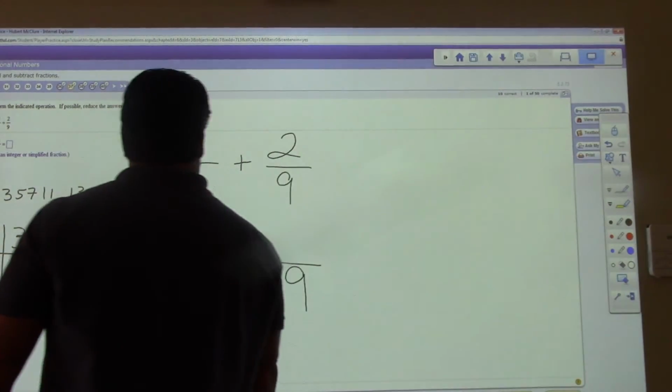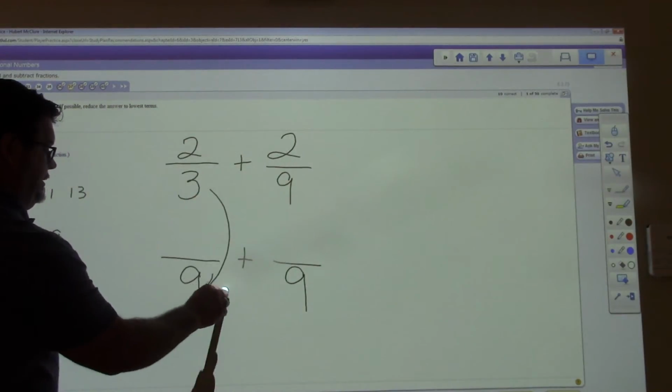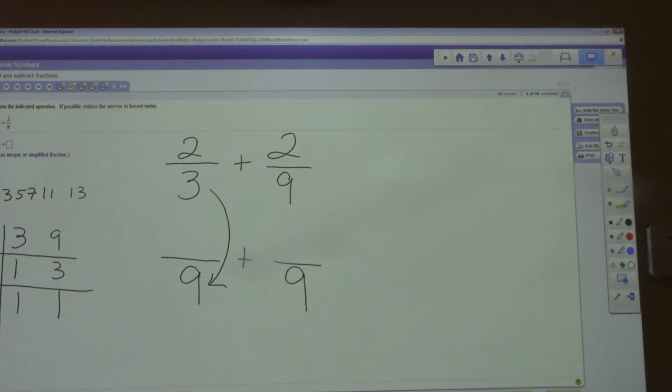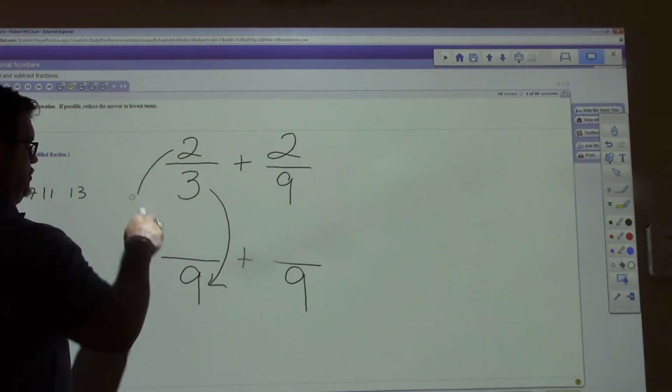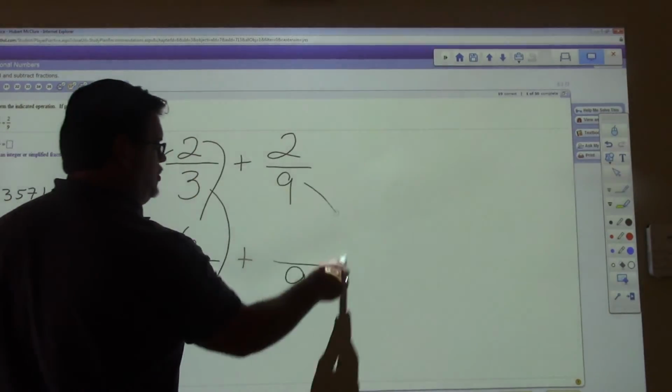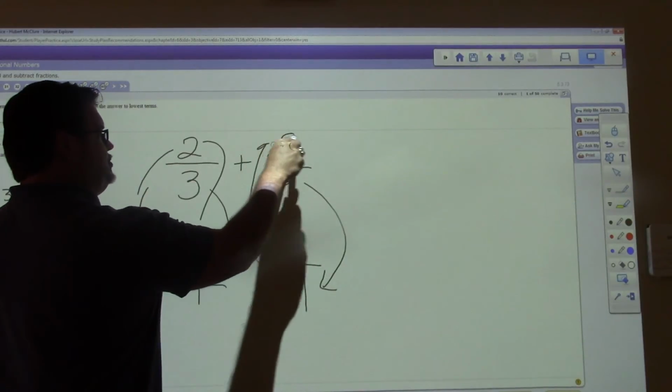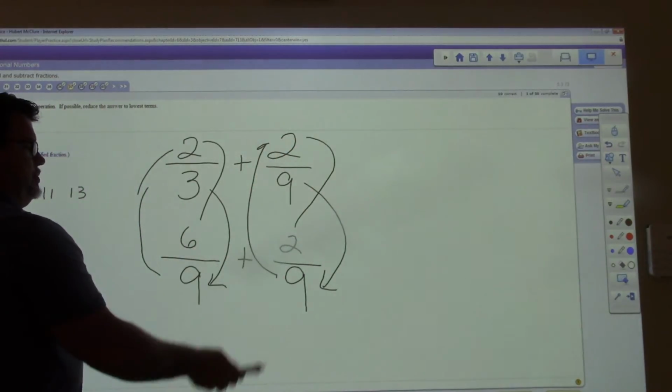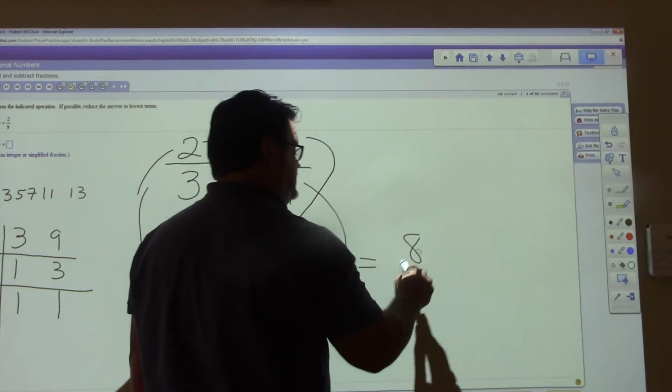Okay. How many times will 3 go into 9? 3 times. 3 times 2 is 6. How many times will 9 go into 9? 1. 1 times 2 is 2. And 6 plus 2 is 8. And then the 9 comes over.